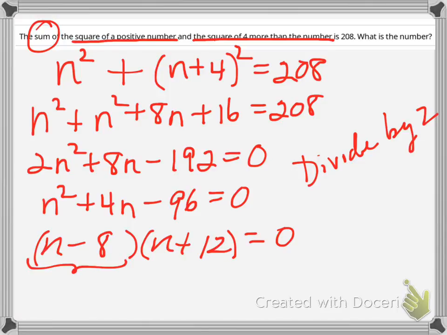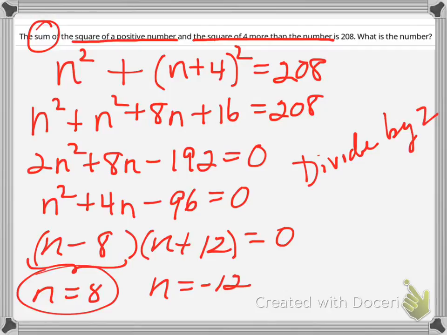If these are my factors, then n is going to equal 8, or n is going to equal negative 12. And since we're looking for the positive number, the final answer would be n equals 8.